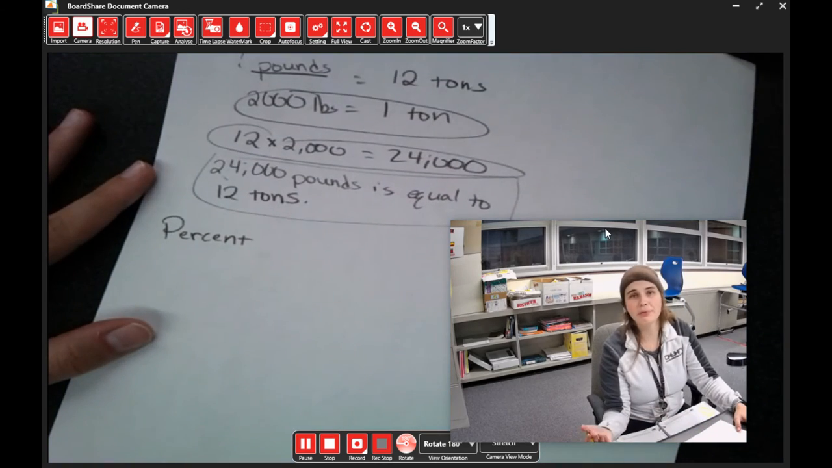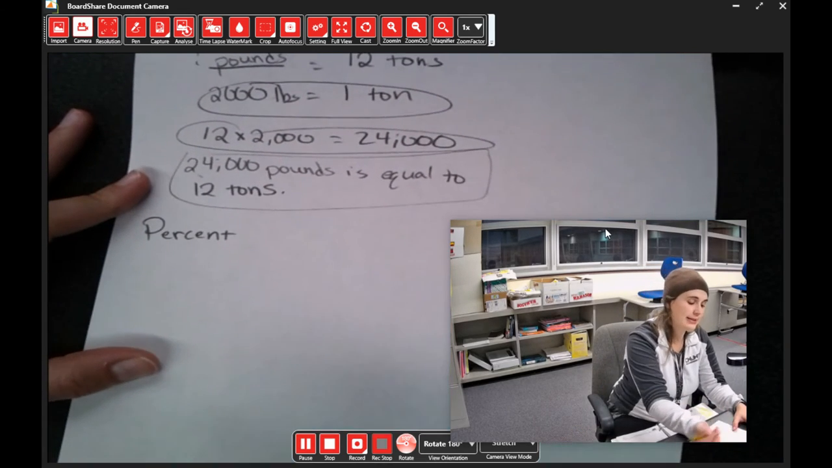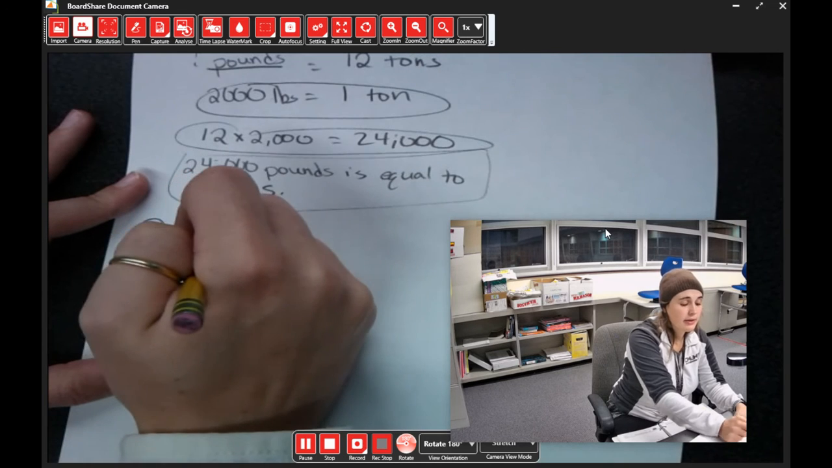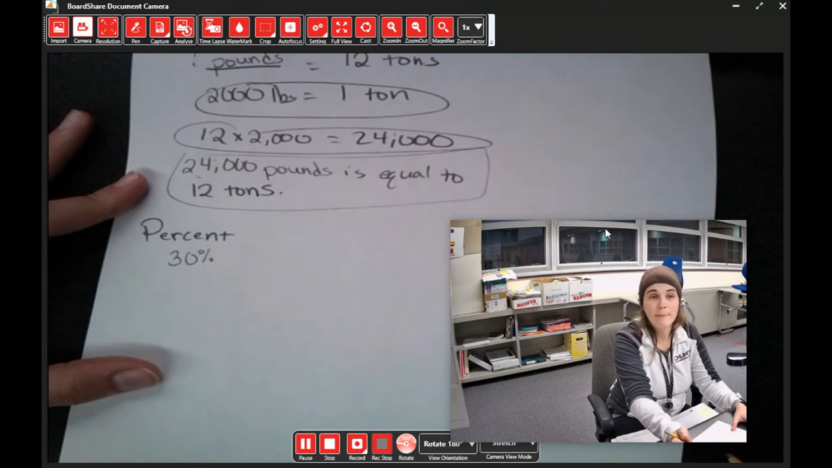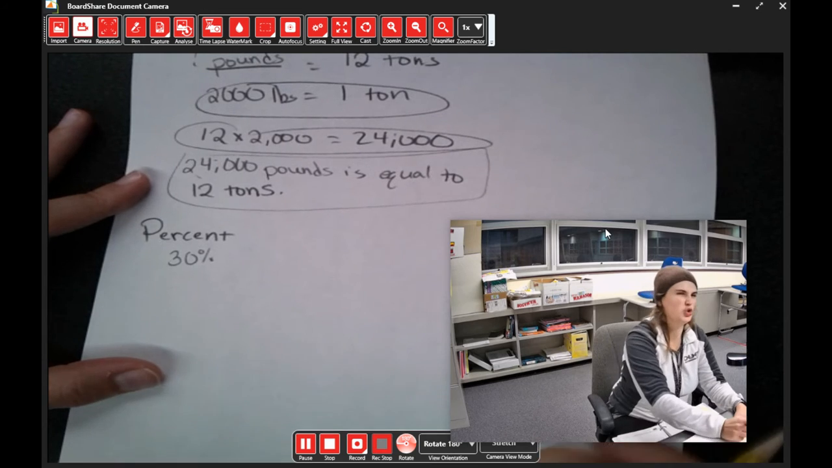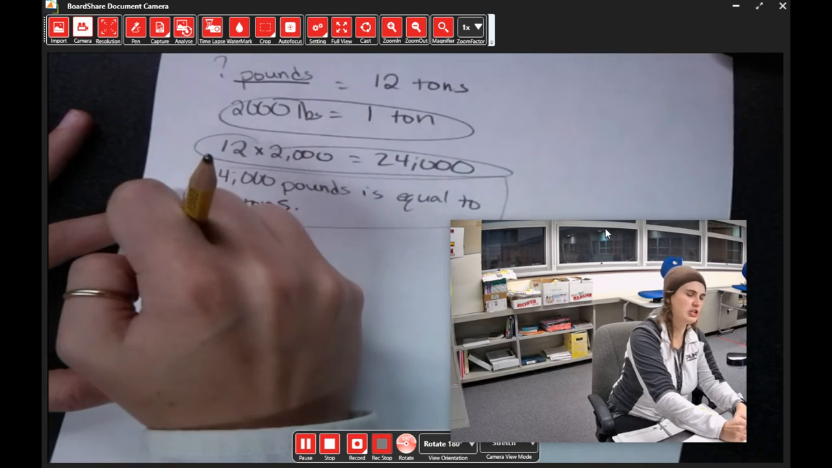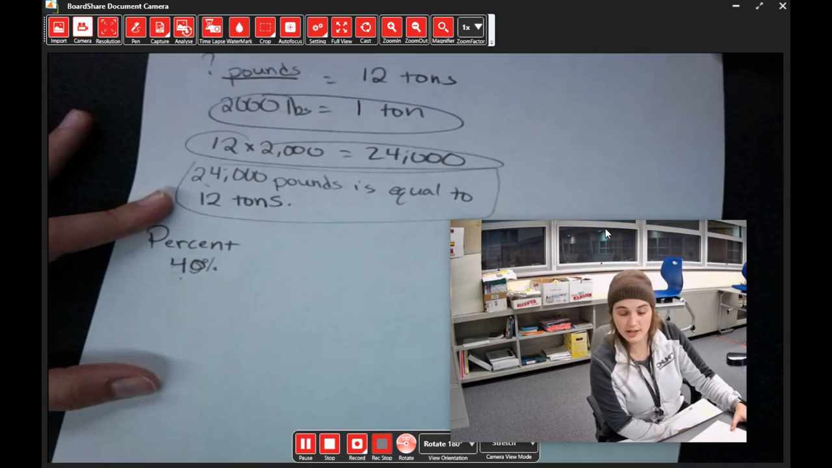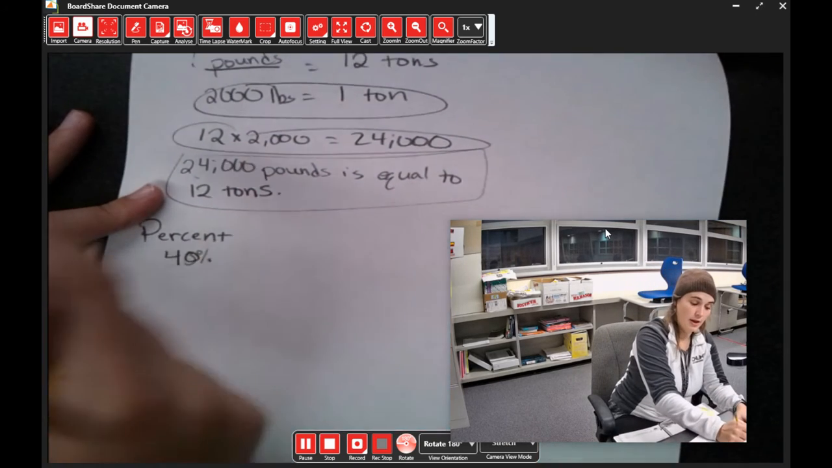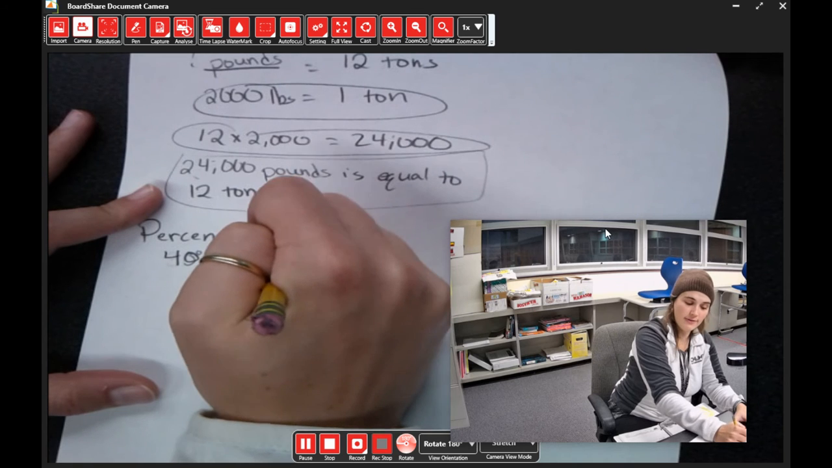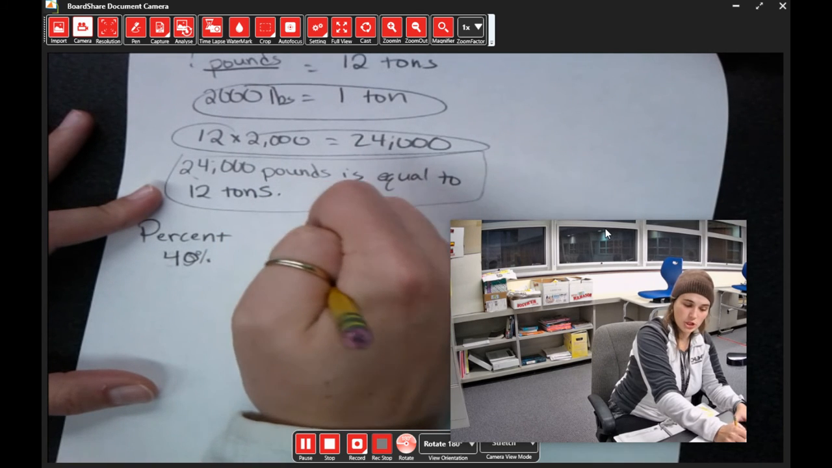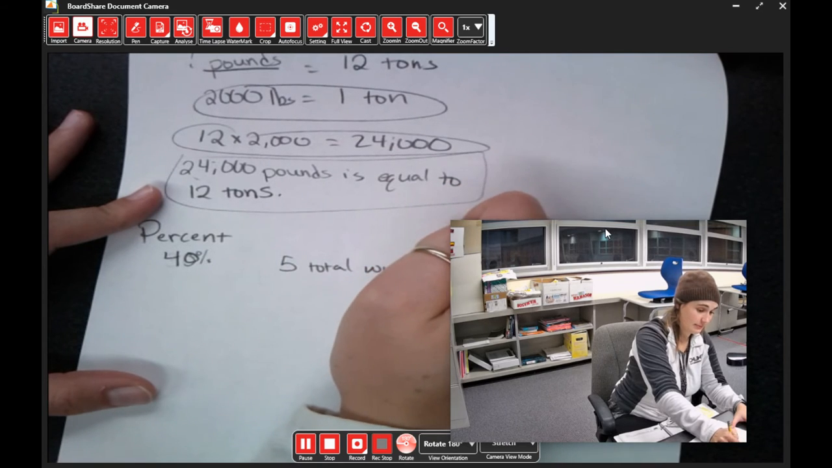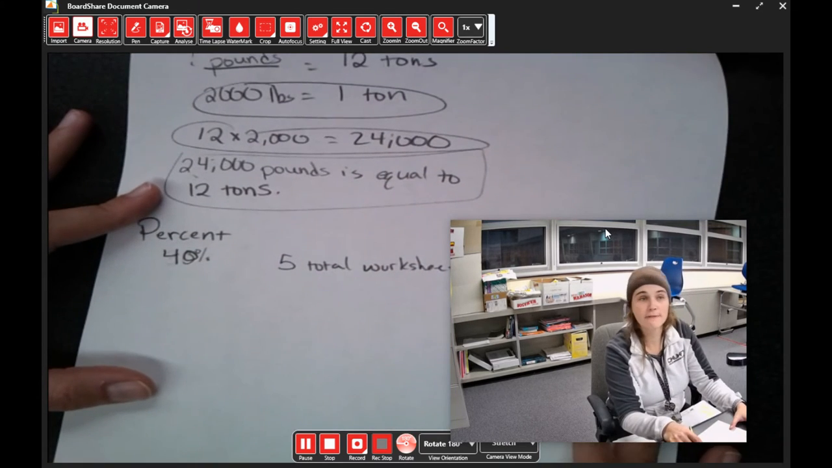Maybe we're solving a word problem, and in that word problem we say, I'm 40% done with Miss J's work, and there were 5 total worksheets, like there are today. How many have I done so far?